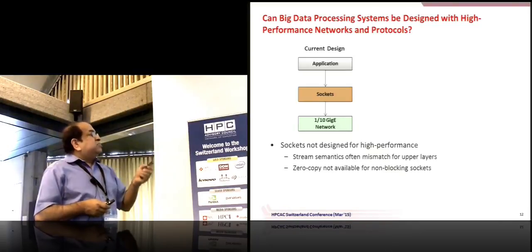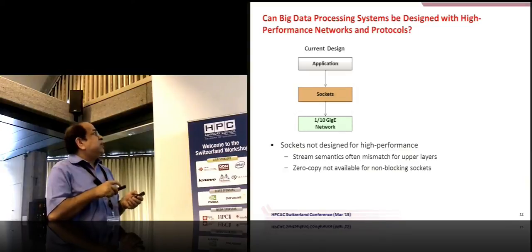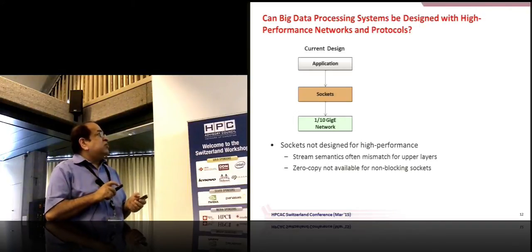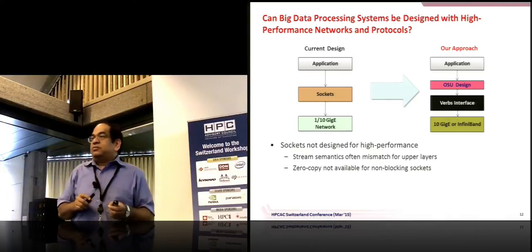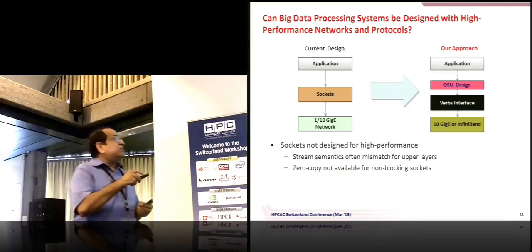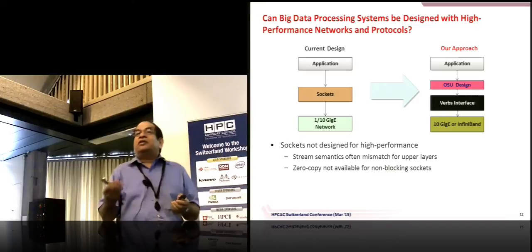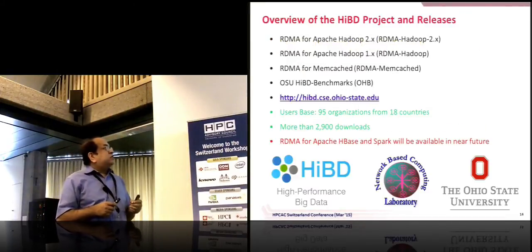So the broad idea, most of the results I'll try to show you. If you think of the applications running with sockets on a 10 gig network, the sockets are not designed for high performance. There is some mismatch in the stream semantics. Zero copy is also not available for the non-blocking sockets. So we started asking the question, can we have some new designs here, we call it the OSU design, which can directly run over the verbs. And if we can do that, then it can actually run on InfiniBand or 40 gig iWARP or any of the RDMA-enabled interconnect. So this is the project which we have been working on.